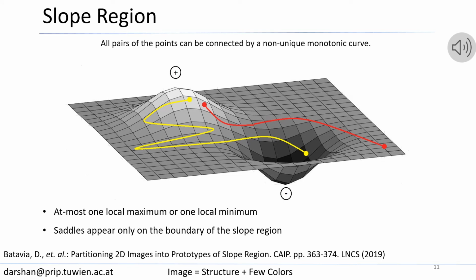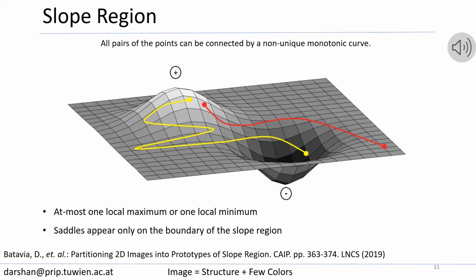More formally, a slope region is defined as a region where all the pairs of points can be connected by a non-unique monotonic path, as shown in the image. A slope region promises that there is at most one local maximum and at most one local minimum inside a slope region, while the saddle exists only on the boundaries of the slope region.